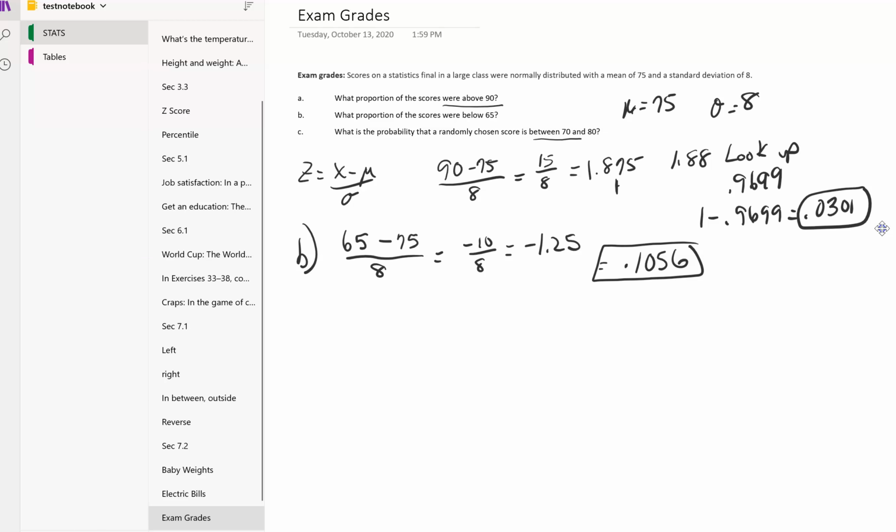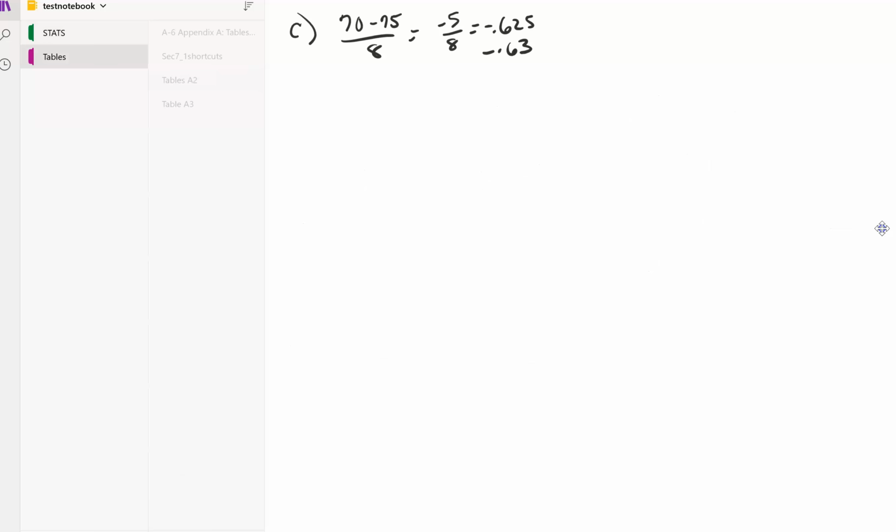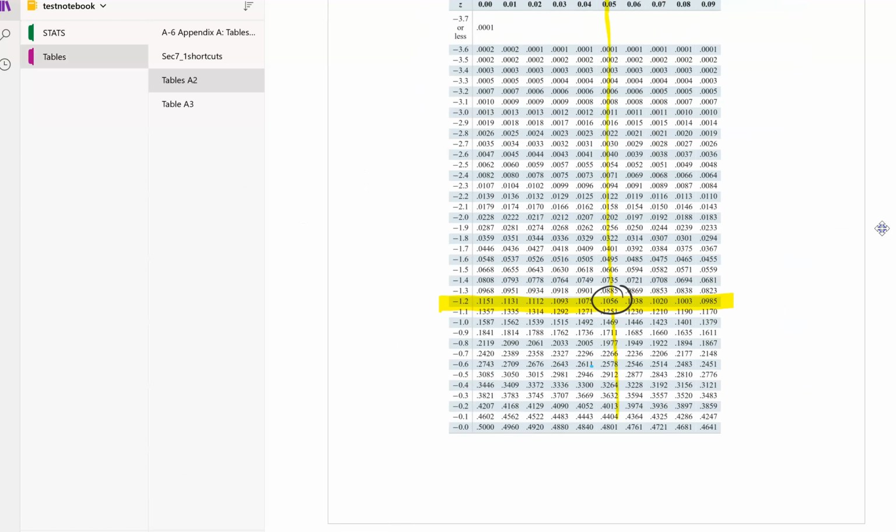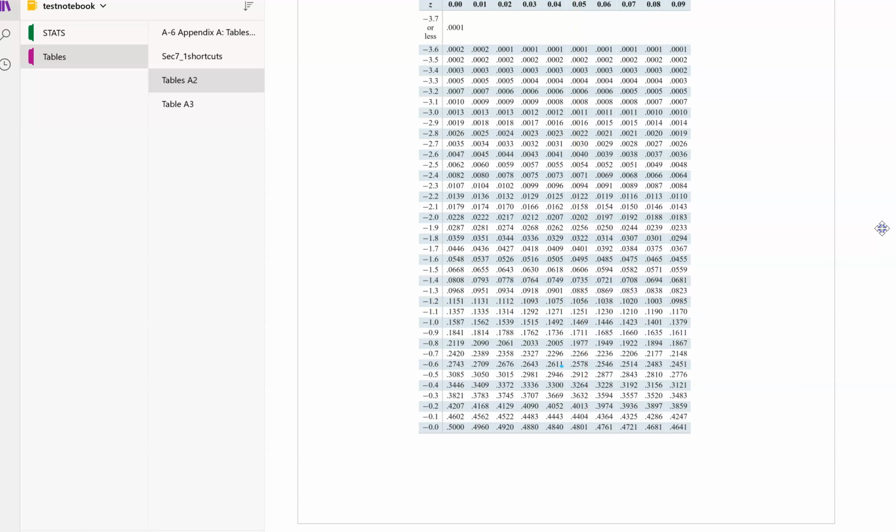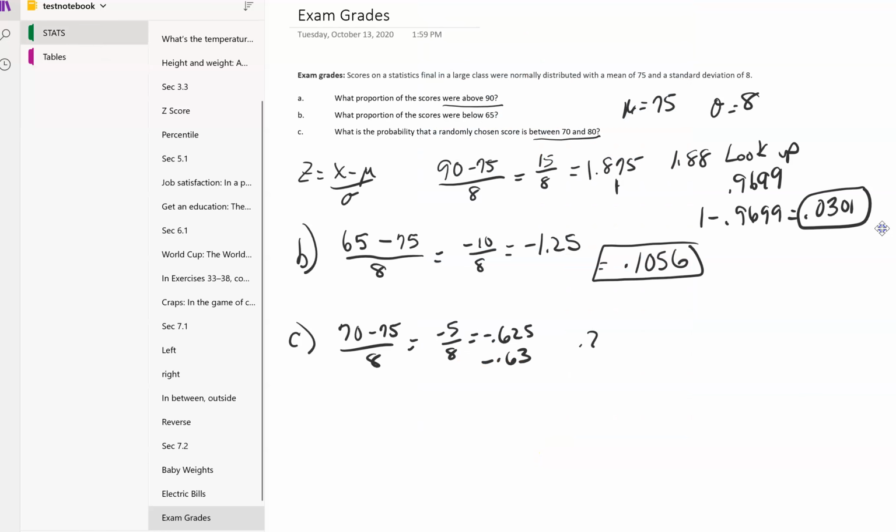The next one is a between. So again, I calculate them, look them up, and subtract. So it's going to be 70 minus 75 divided by 8. So I get minus 5 over 8, which is a minus 0.625 or negative 0.63. So when I look up a negative 0.63, negative 0.63 is here. So this is 0.2643.